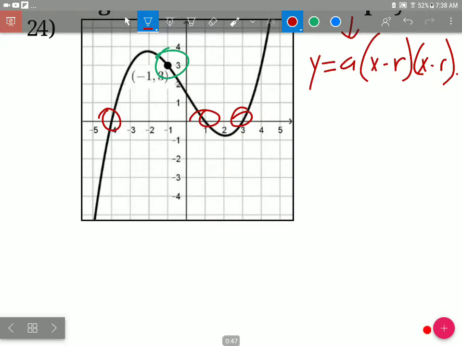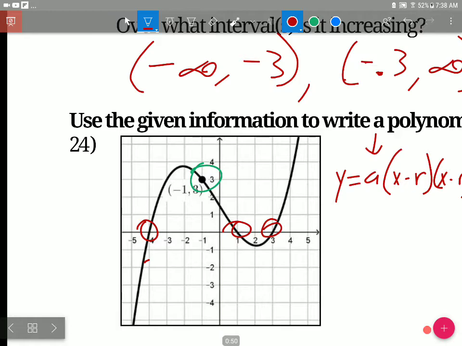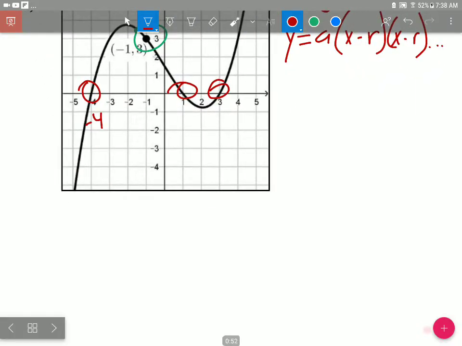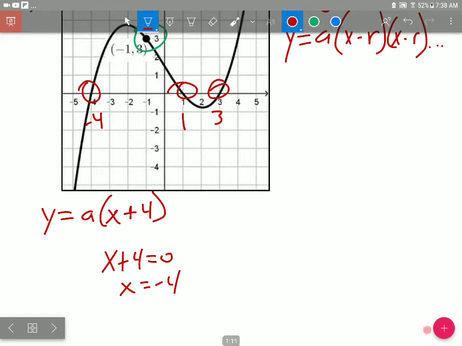So I've got a root at -4, a root at 1, and a root at 3. So I've got y equals a times x, remember these are factors, so I have to make it a +4. Because remember when we set it equal to 0, we get x equals -4. That's how we get the root. So basically flip your signs. I got a +1, so I'm going to go x minus 1. And I got a +3, so I go x minus 3. So that's my base equation.